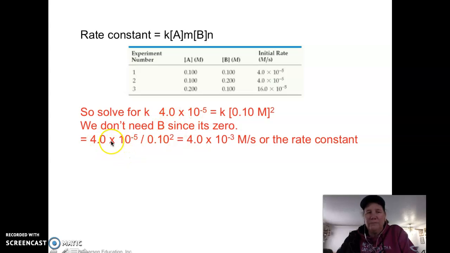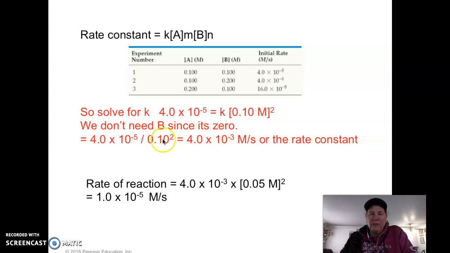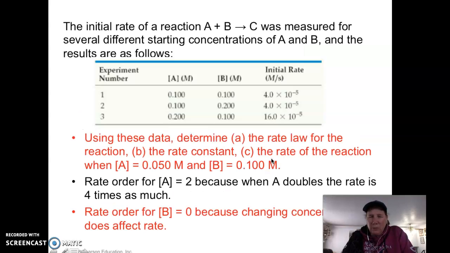So I took 4.0 times 10 to the 5th, that was my rate, divided by A to the second, because again, that was its reaction order. And so this is what I get, 4.0 times 10 to the negative third. This is my K. This is my rate constant, okay? So again, when you're trying to find it, really what you do is you take the rate and you divide by the concentrations to whatever power order they are. And again, if they're 0, like B was, you don't have to include it, because anything to the 0 power is 1.